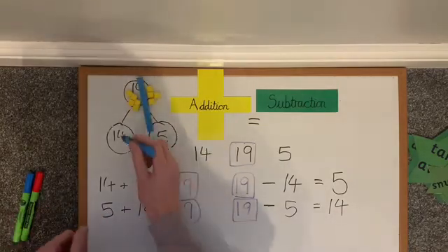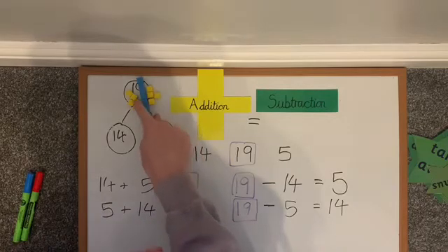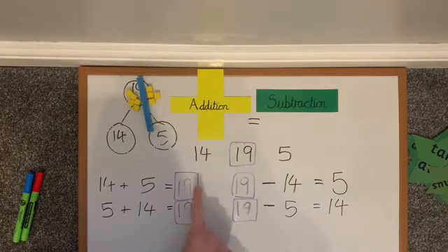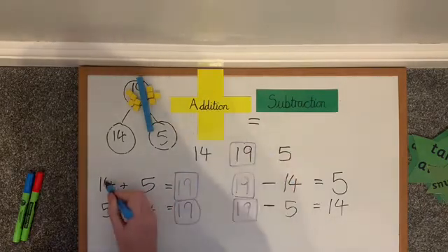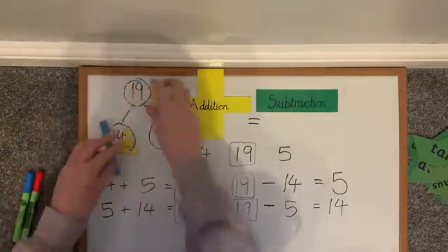Let's check. I've still ended up with 19: 10, 11, 12, 13, 14, 15, 16, 17, 18, 19. It still works. So these three numbers so far have made me 2 add-in number sentences. Now we're going to check with subtraction.